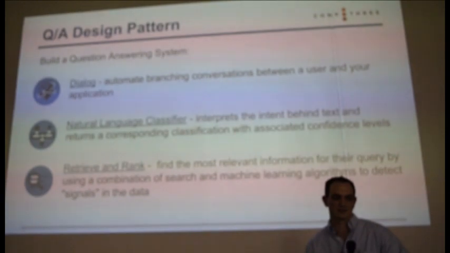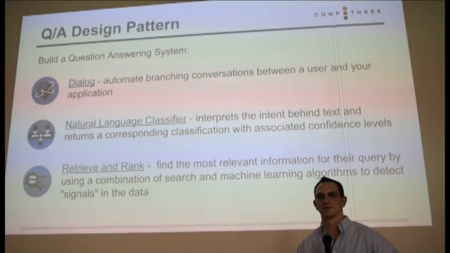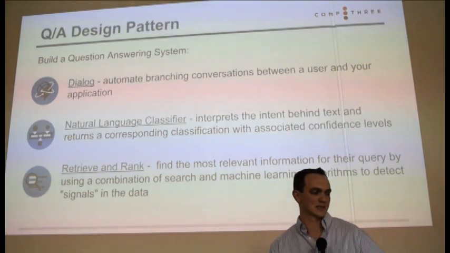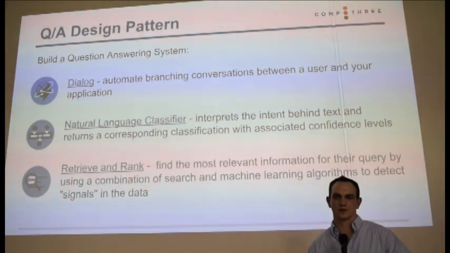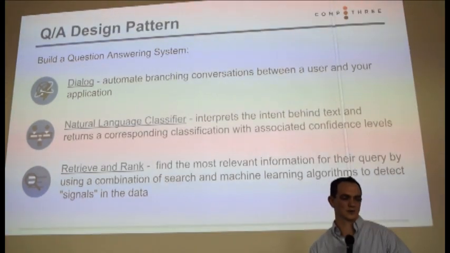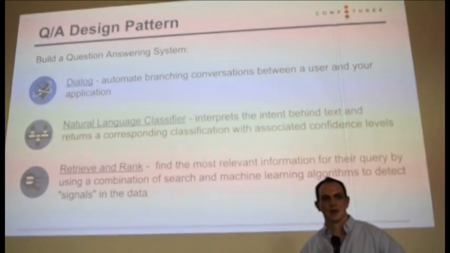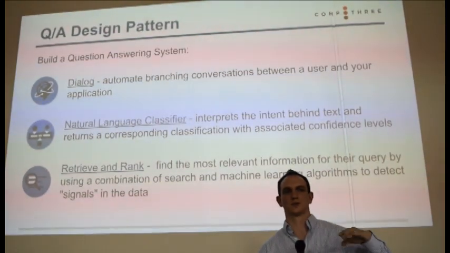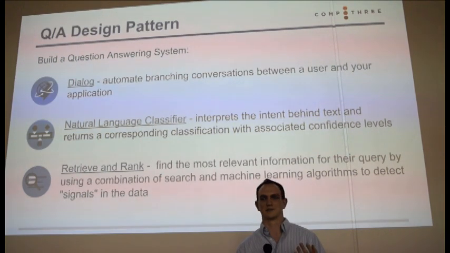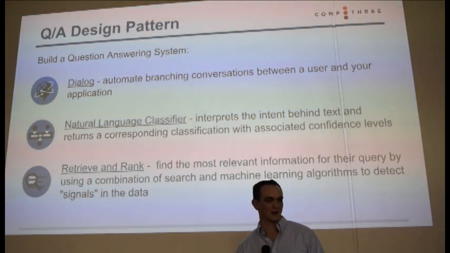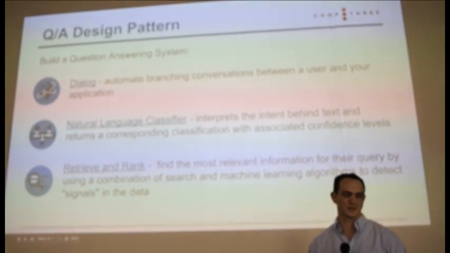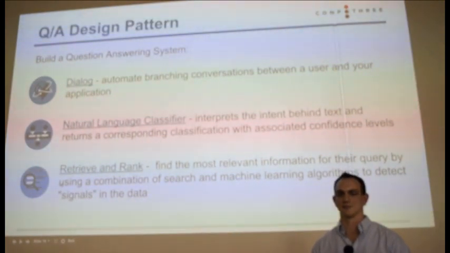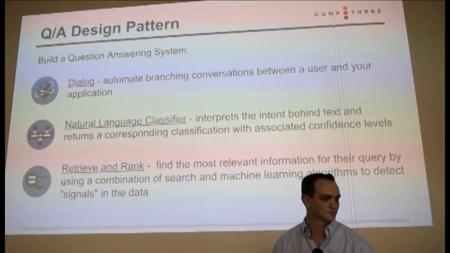And because it provides associated confidence levels, if for some reason you're not fairly confident in that method classifying what the user wants, you can then go to the rank and retrieve service, which uses more of an index-based querying. I believe it's Solr underneath the covers for the retrieval. And then it does a ranking to figure out which one of these responses is the best one given what the human user is talking about. So these three together, if you're trying to build a question and answer system, these three are a nice design pattern to start looking at.